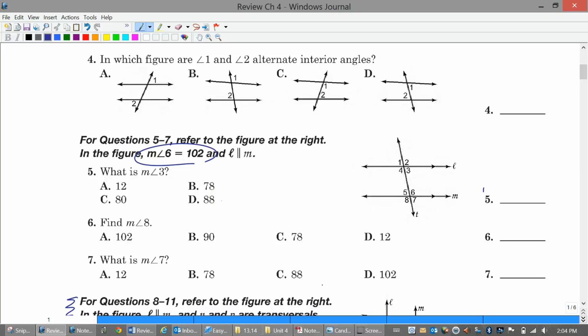Okay, for 5, 6, and 7, notice how the directions say the measure of angle 6 is 102. That means for all three of these, since that information is for all three, each one of the problems isn't a totally separate problem.